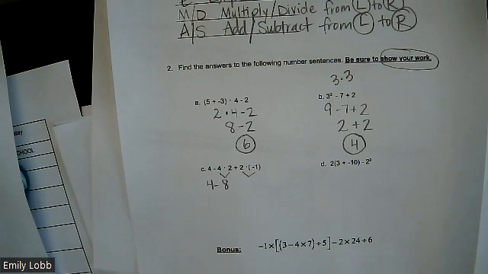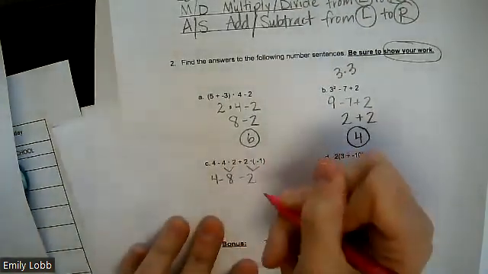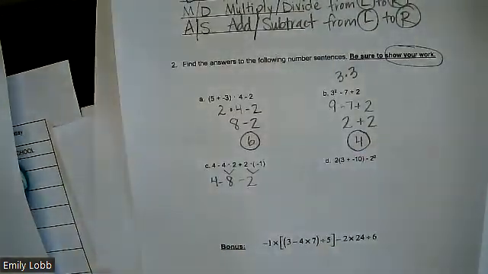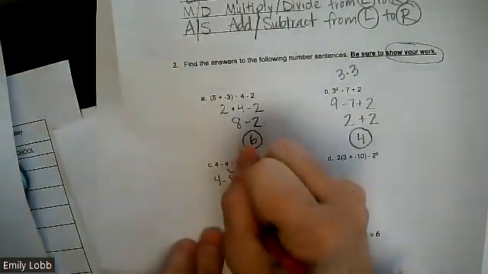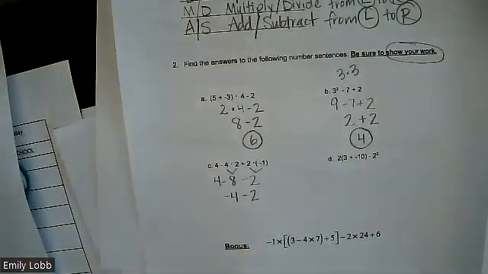2 times -1. -2. So this does get a little tricky. We have to go from left to right. What's 4 minus 8? It's not 4. -4. If I have -4 and I subtract 2 more, I'm getting more negative.